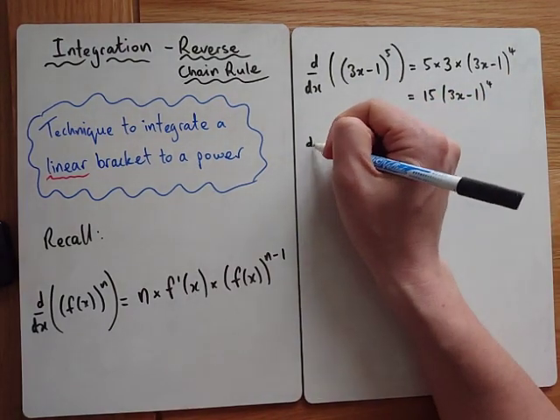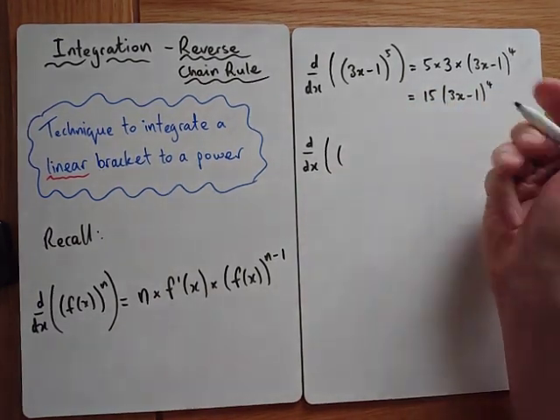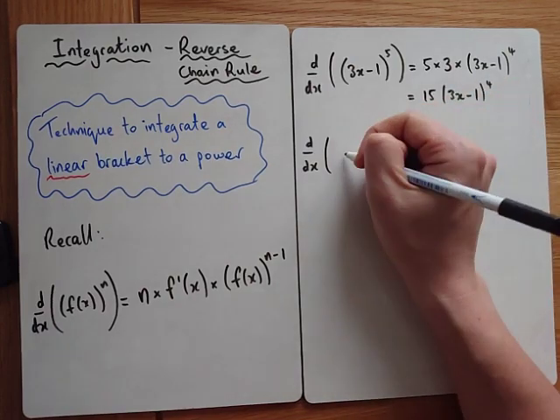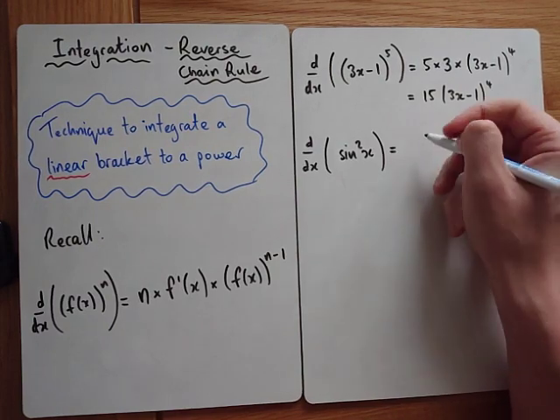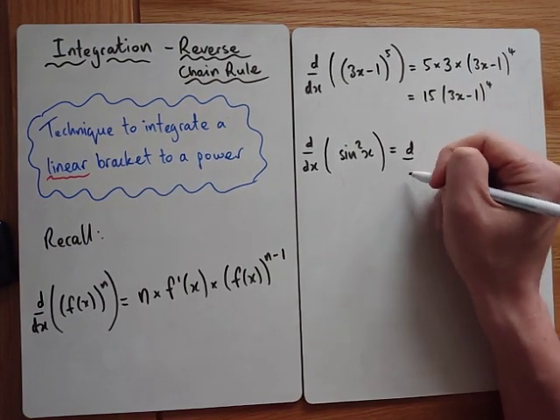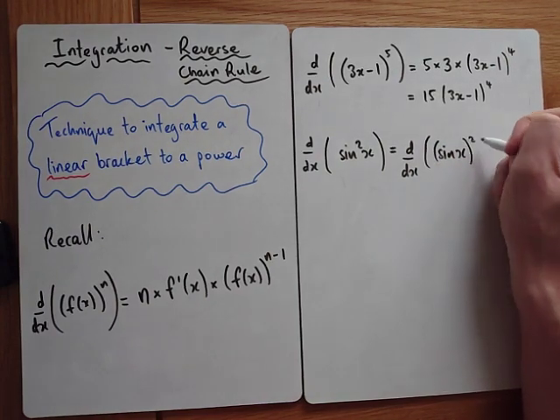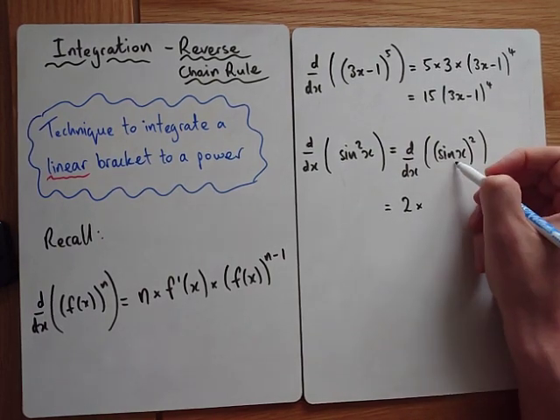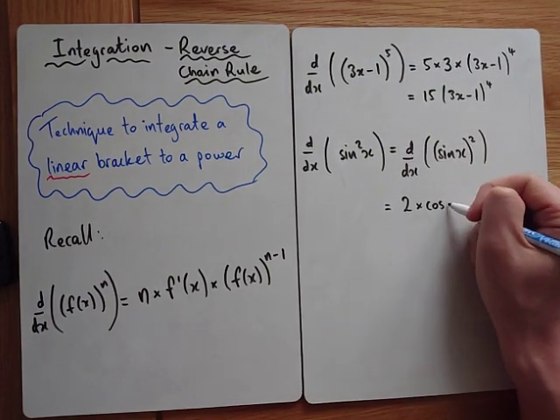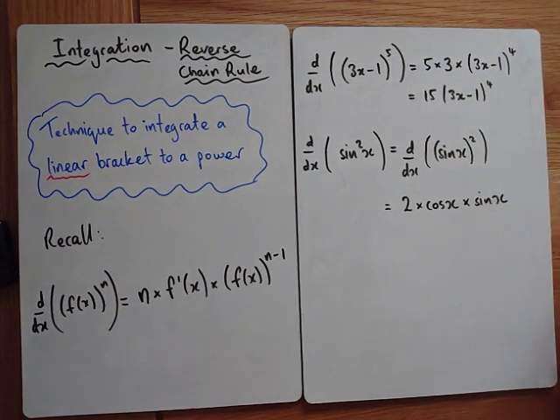Let's do one more. Say if I was going to differentiate with respect to x, sine squared. That is a bracket to the power, isn't it? Because you can think about that as the derivative with respect to x of sine x all squared. So we times by the power, times by the derivative, which is cos x, and we take 1 off the power. So that would be the same as 2 cos x sin x, or 2 sin x cos x.